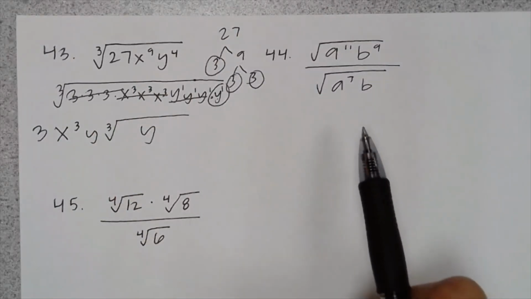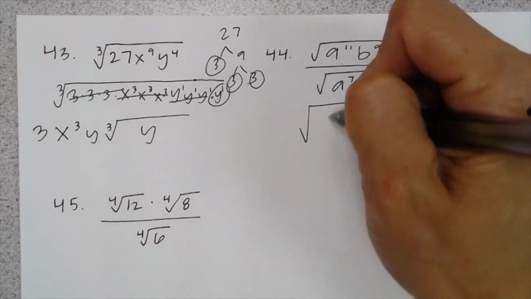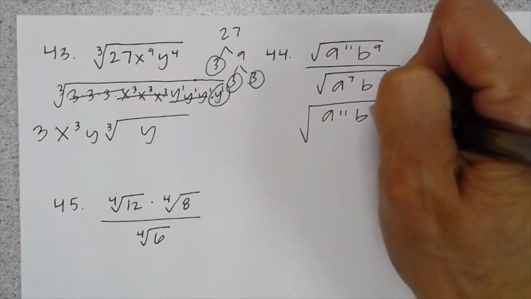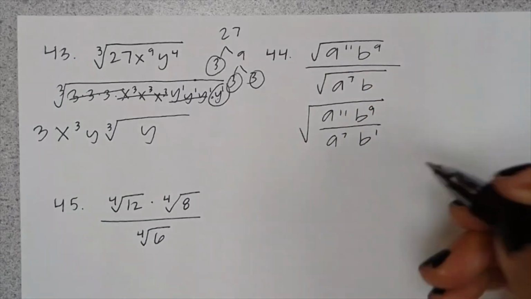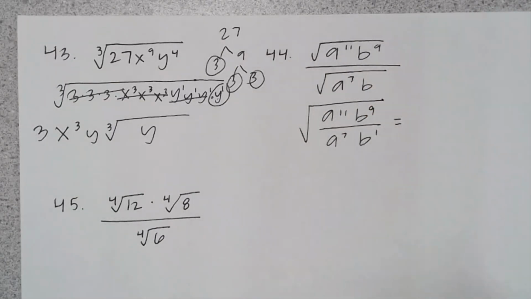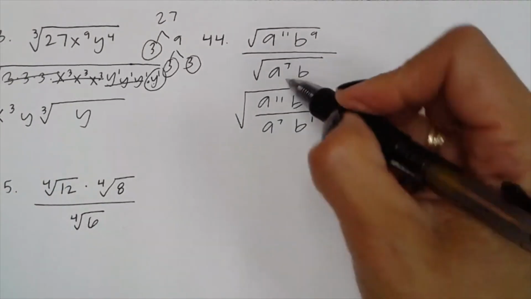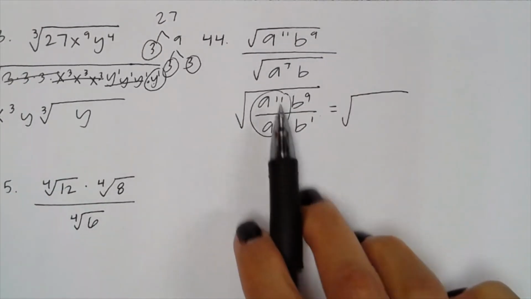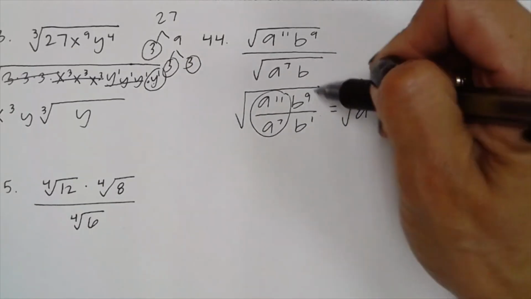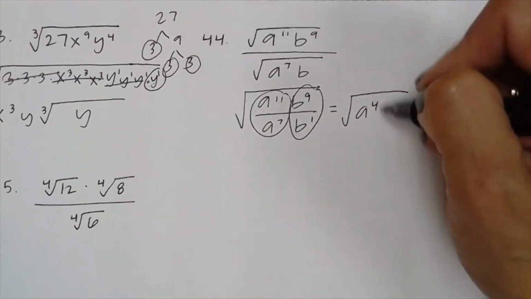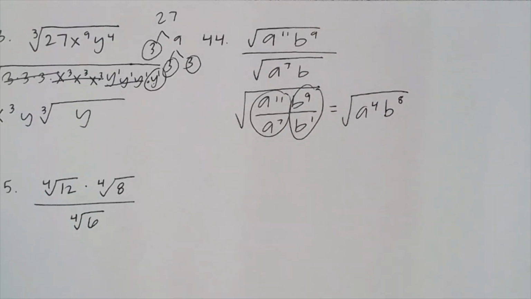For 44, we're going to rewrite this fraction as a big square root: a to the 11, b to the 9th, over a to the 7th, b to the 1. And we're going to simplify. So a to the 11 and a to the 7, we're going to subtract 11 minus 7 and get a to the 4th. For the b's, we're going to go 9 minus 1 is 8, so you get b to the 8. There's nothing left in the denominator.